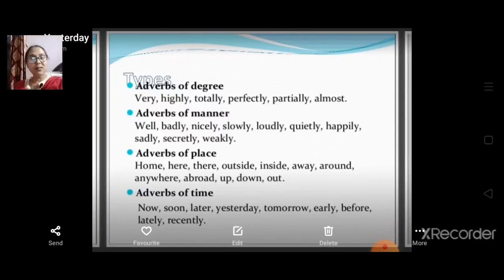As we have discussed adverbs, what an adverb is and how many types of adverbs there are, in our previous video, today we are going to continue this chapter, types of adverbs. Yesterday we discussed adverbs of degree, adverbs of manner and adverbs of place. Today we are going to revise one more time what an adverb is and how many types of adverbs there are. So let's start.